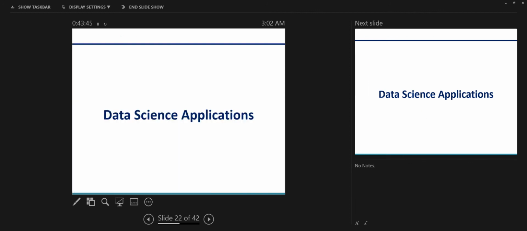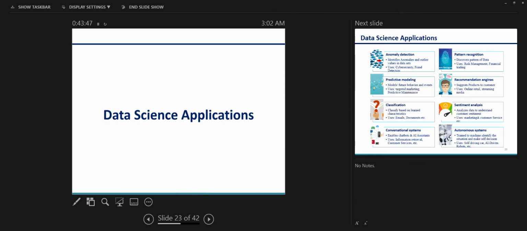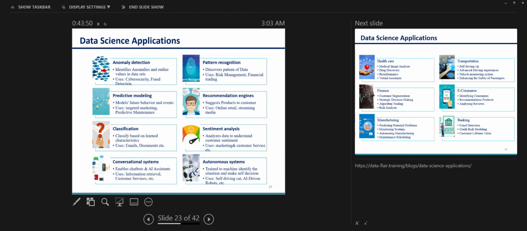And last, we are going to talk about the applications of data science, such as anomaly detection, pattern recognition, and prediction. Data science can use these types of features when we are analyzing and applying it in a particular field. For example, anomaly detection is used in cyber security and fraud detection, pattern recognition in risk management, financial trading, and prediction in marketing and the stock market.